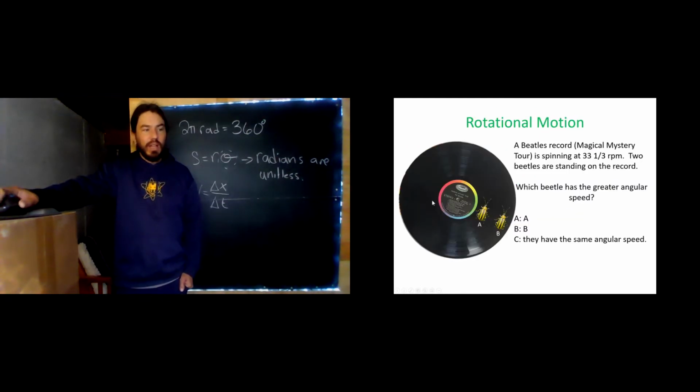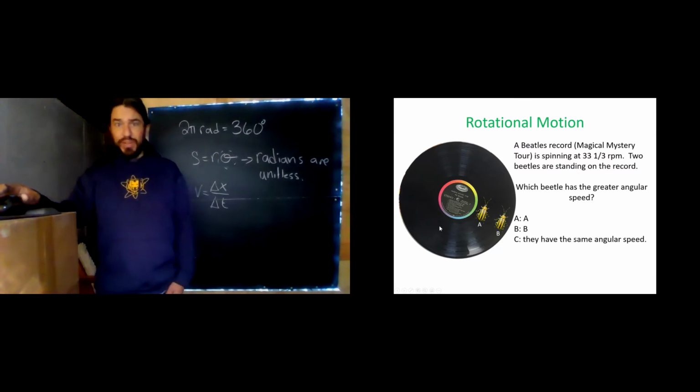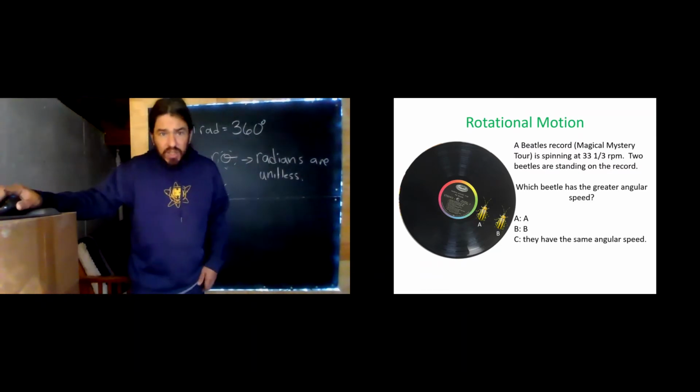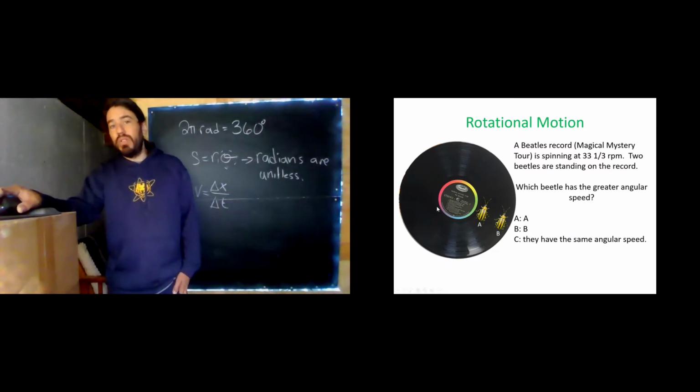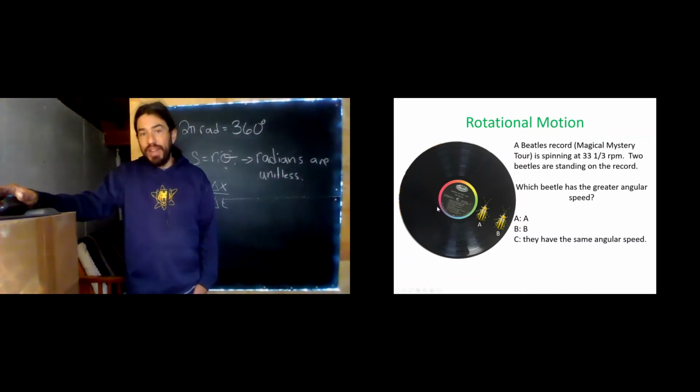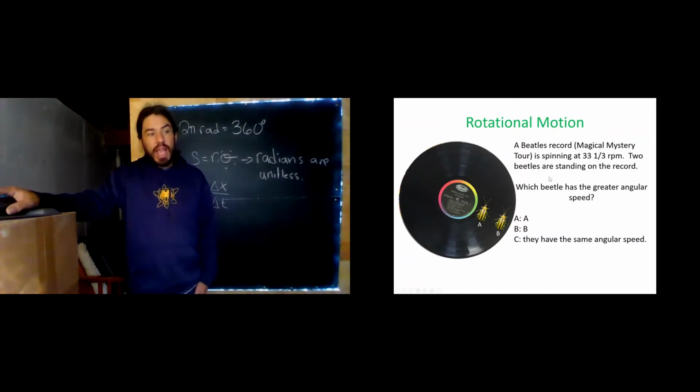Okay, got a couple questions to practice thinking about this. Here we have a record. It is a Beatles record, because why not? Specifically, it is the Magical Mystery Tour, possibly my favorite of the Beatles records. And it is spinning. As luck would have it, two Beatles are standing on this record. So, here's my question for you. Which Beatle has the greater angular speed? Beatle A or Beatle B?